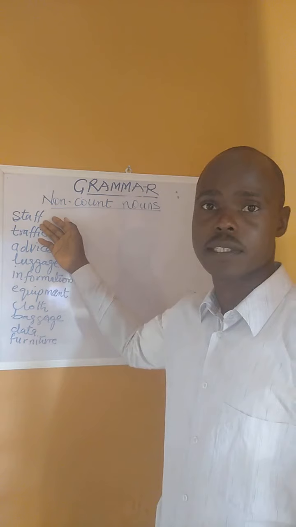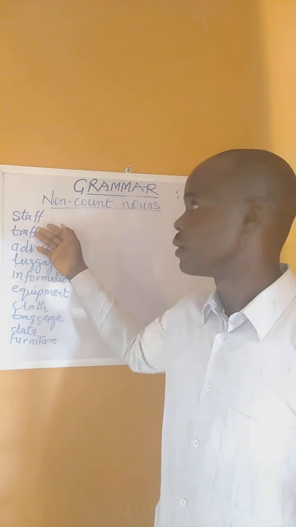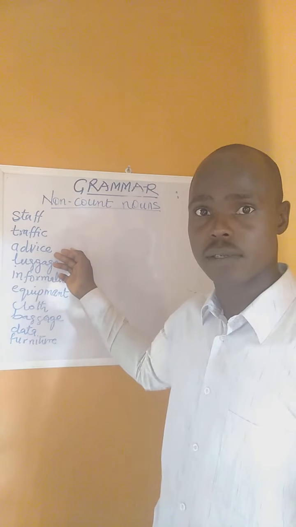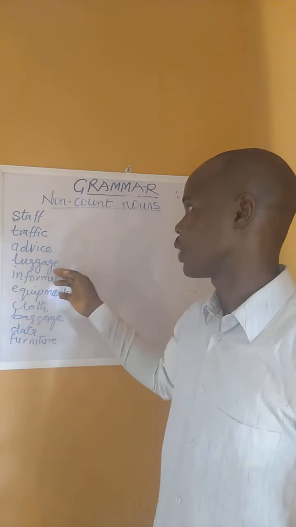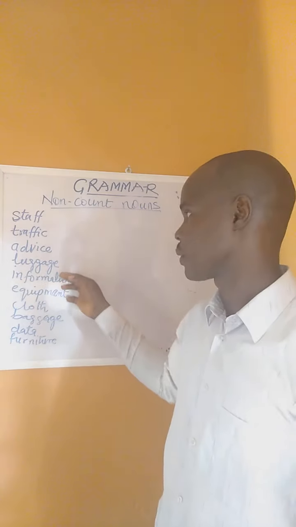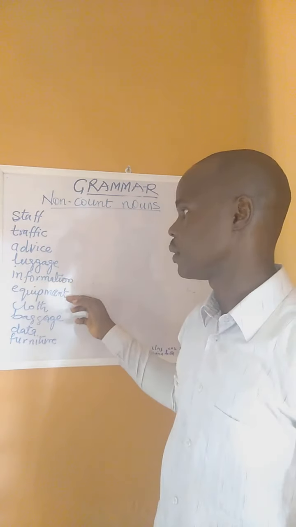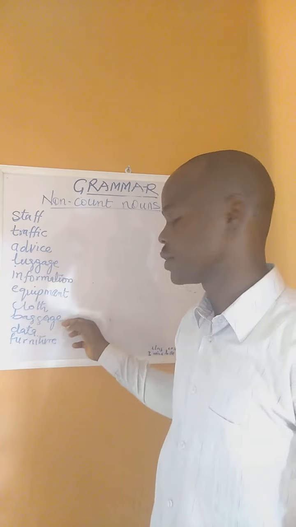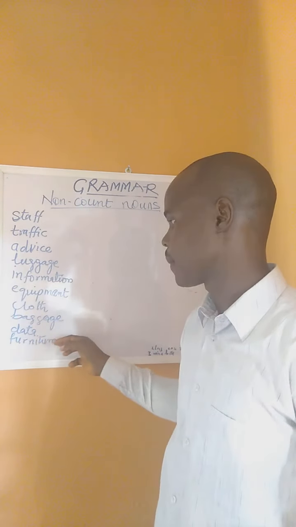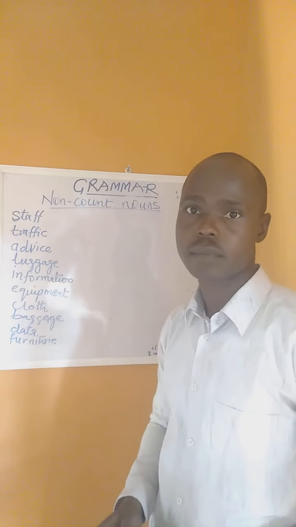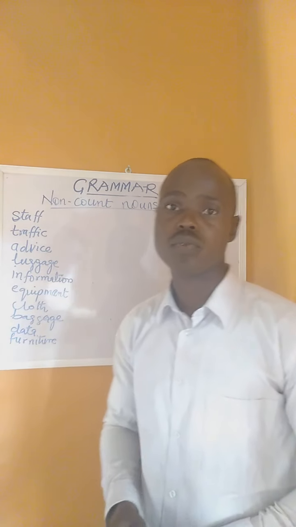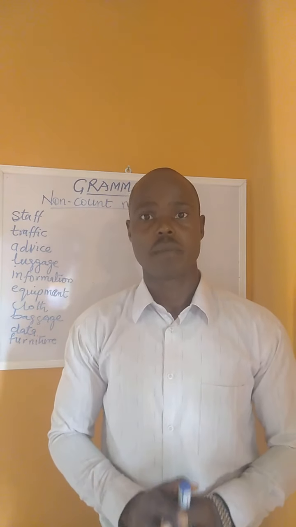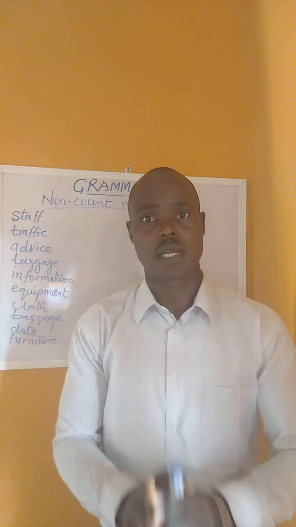We have staff, traffic, advice, luggage, information, equipment, cloth, baggage, data, and furniture. All of these do not take additional s, es, or ies because they are mass count nouns.